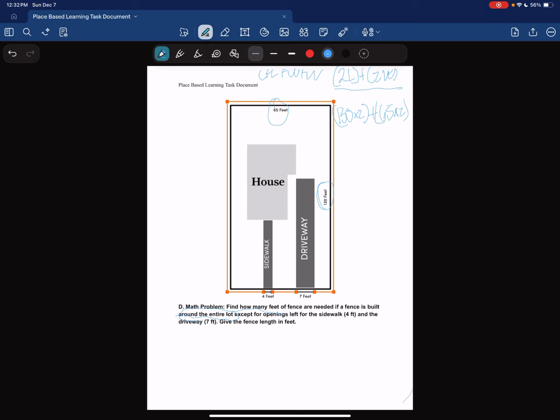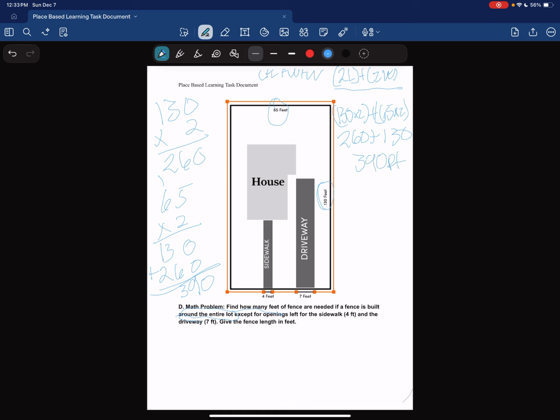So now 130 times 2, let's find that. 2 times 0 is 0. 2 times 3 is 6. 2 times 1 is 2. So 260, plus 2 times 65, which is 65 times 2. Let's find that. 2 times 5 is 10. 2 times 6 is 12, plus 1 is 13, so 130. So 260 plus 130. Let's find that out this time. 130 plus 260: 0, 6 plus 3 is 9, 1 plus 2 is 3. So our total is 390 feet.